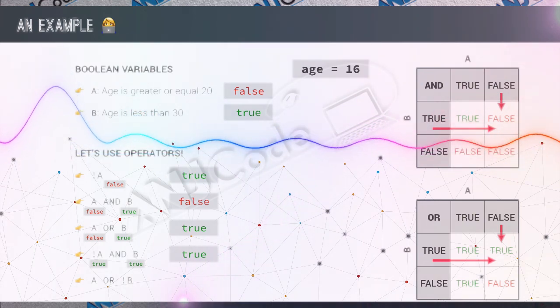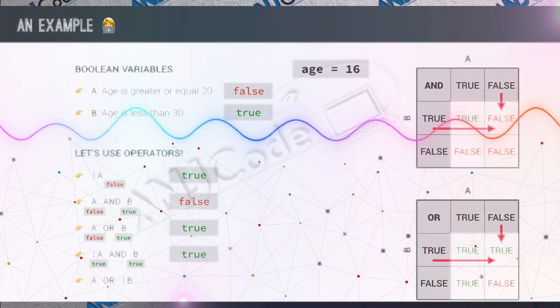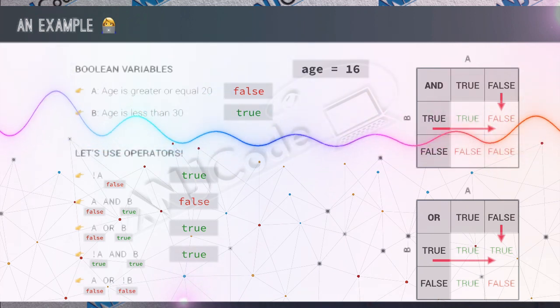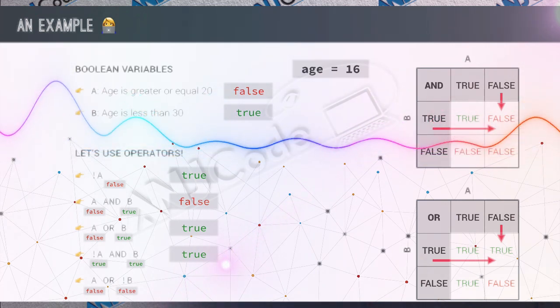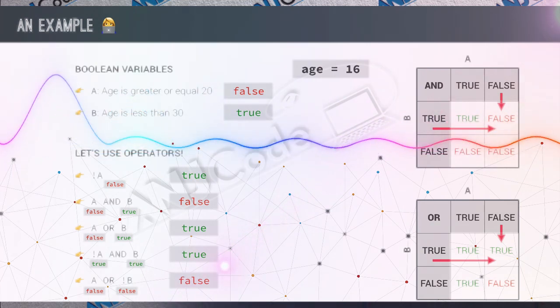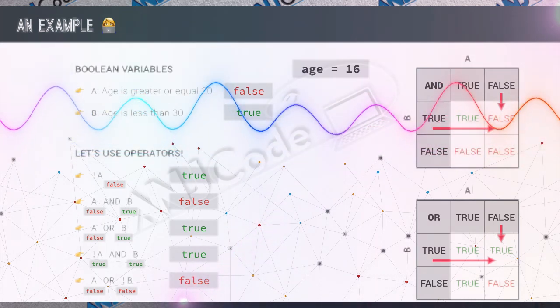So we know that A is false and B is true. So not B must be false, right? Then false or false is also false. And actually, that's the only way in which the OR operator can be false, if all of them are false, basically. So I hope that made sense to you.